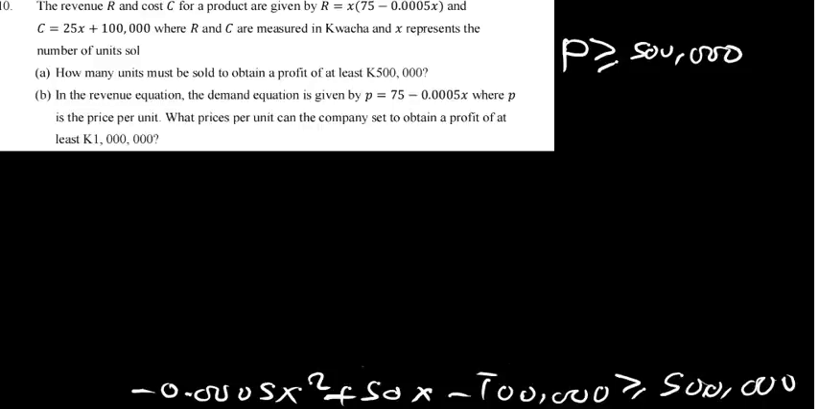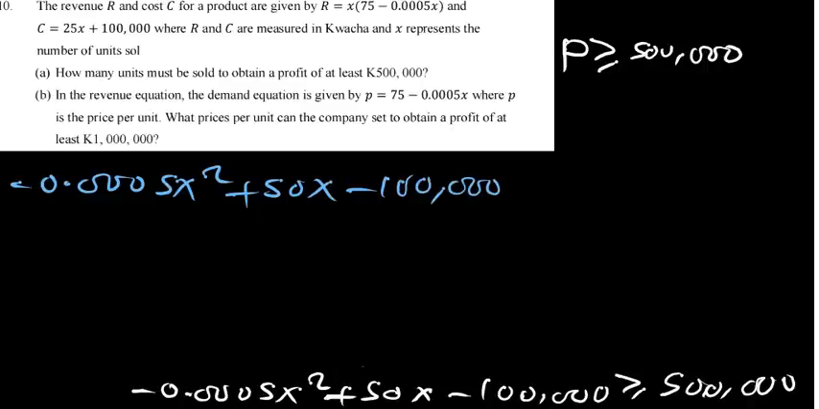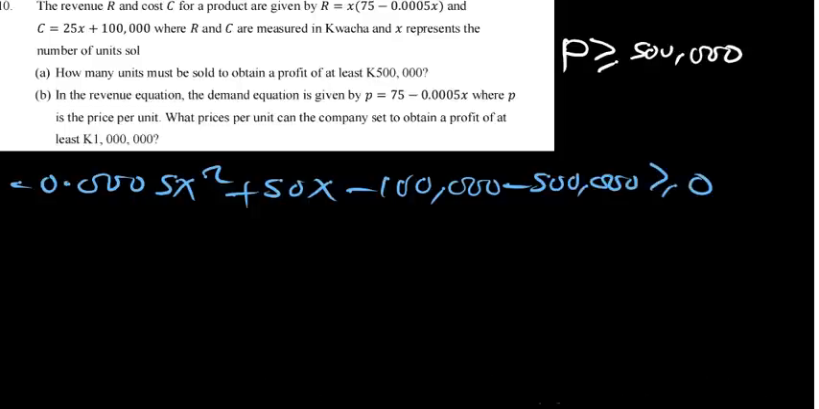So it's going to be 0.0005x squared plus 50x minus 100,000. Now I'll shift this term because I want to remain with 0 on that side, minus 500,000 greater than or equal to 0. My goal is to find the value of x. So it's going to be negative 0.0005x squared plus 50x. Now what is 100,000 minus 500,000? This is negative 600,000 greater than or equal to 0. Is that okay?